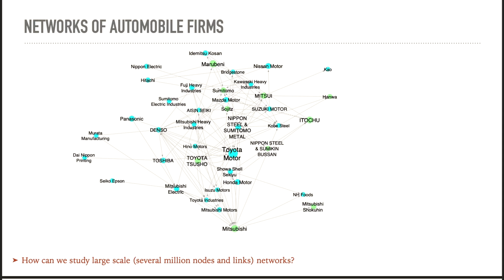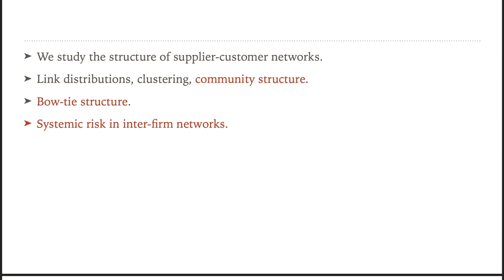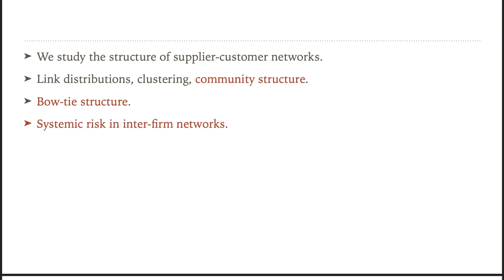So, how can we study large scale networks with several million nodes and links? That is our question here. What we study is the structure of this huge supplier-customer network. In networks you probably are aware that we look at link distribution, clustering, those kinds of simple properties. But in this talk I will mainly focus on the community structure, the bow tie structure and systemic risk in interfirm networks. These are my aims in this talk.